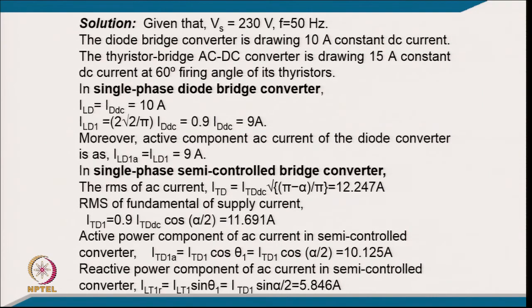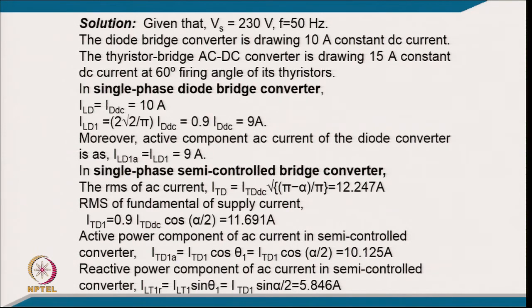So, coming to the solution, given that the supply voltage is 230 volt, 50 hertz, the diode bridge converter is drawing 10 ampere constant DC current, and the thyristor bridge AC-DC converter is drawing 15 ampere constant DC current at 60 degree firing angle of the thyristor.